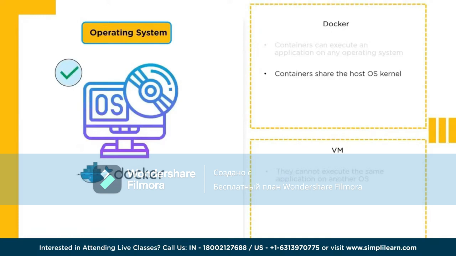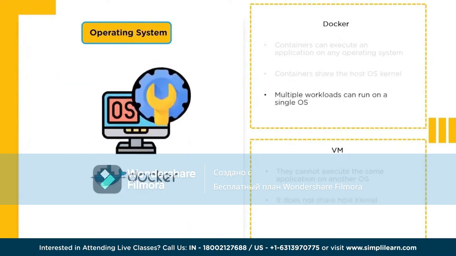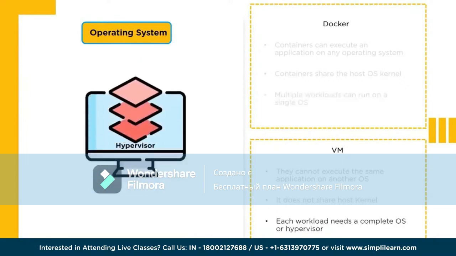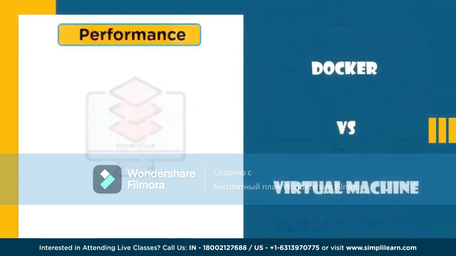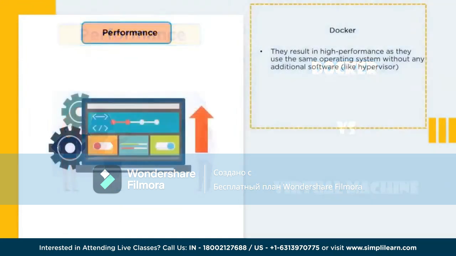Hence, Docker provides the most substantial default isolation capabilities among the other configuration tools. On the other hand, virtual machines do not share the operating system. Also, it does not provide isolation in the host kernel. In Docker, multiple workloads can run on a single operating system. But in a virtual machine, each workload needs a complete operating system or a hypervisor. The next significant difference between the two is performance. In the case of Docker, they use the same operating system without any additional software like a hypervisor.